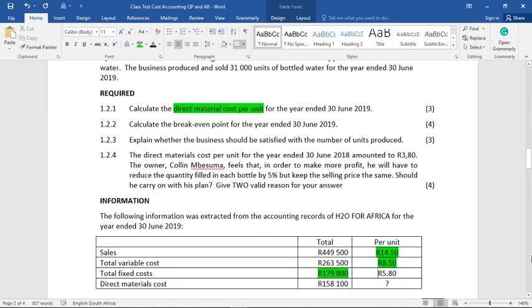The last part of the question says the direct materials cost per unit for the year ended 30th of June 2018, which was last year, was 3 rand 80. Remember, this year was 5 rand 10. The owner, Colin Mbesuma, feels that in order to make more profit, he will have to reduce the quantity filled in each bottle by 5%, but keep the selling price the same. Should he carry on with the plan? Give 2 valid reasons for your answer.